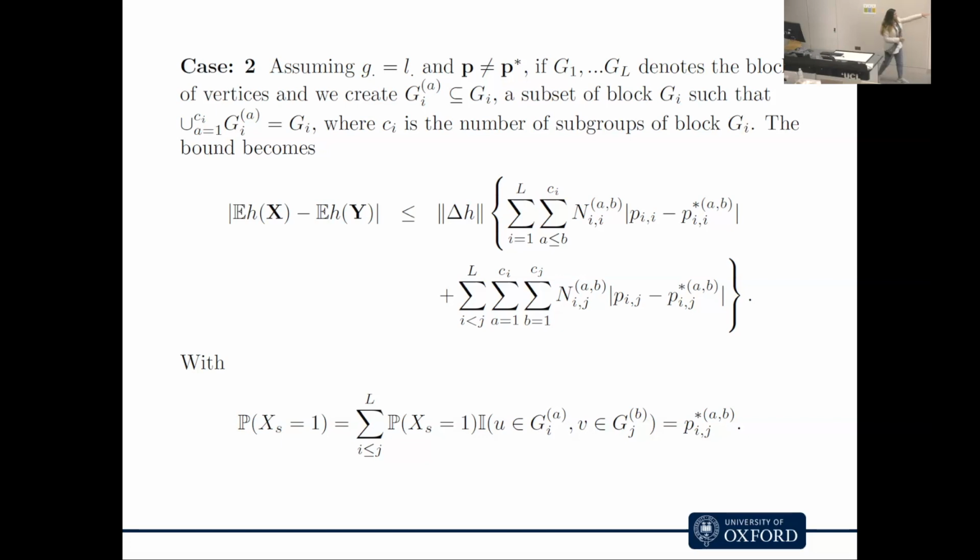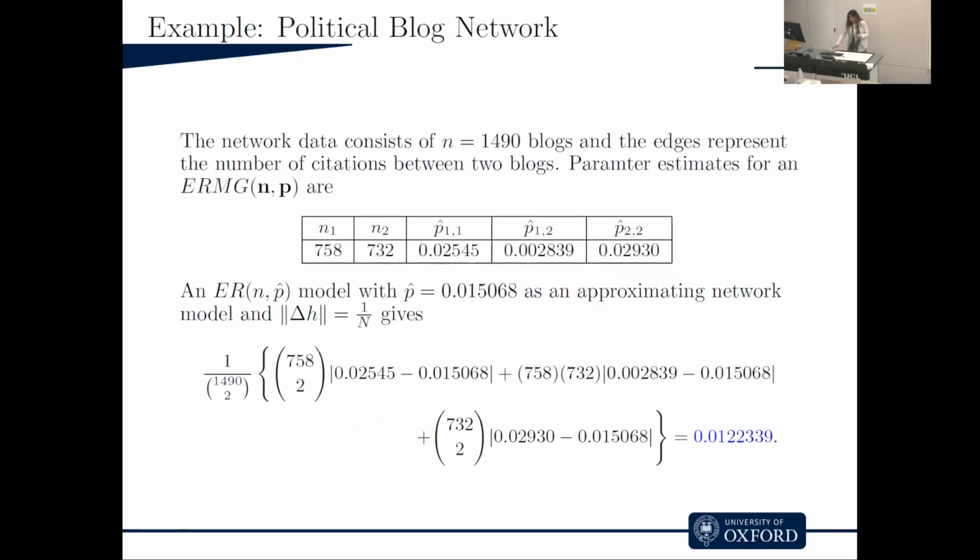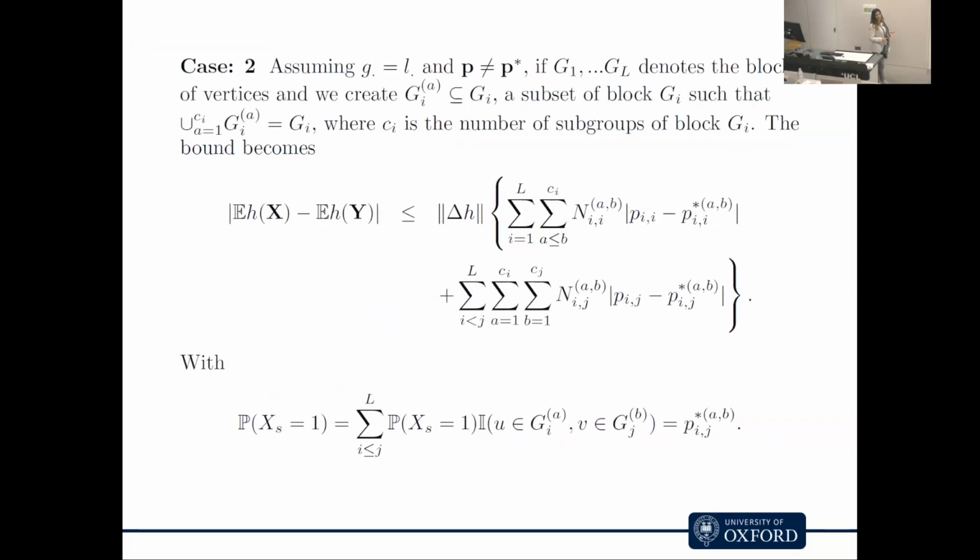Again here, the Pij is the same: the probability of an edge between type I and type J, and it also depends on the indicators of which subgroup a node is in. So we have all these bounds. So what are we going to do with these bounds?